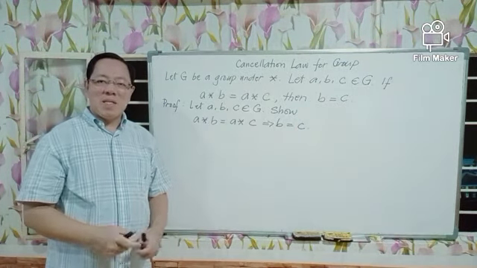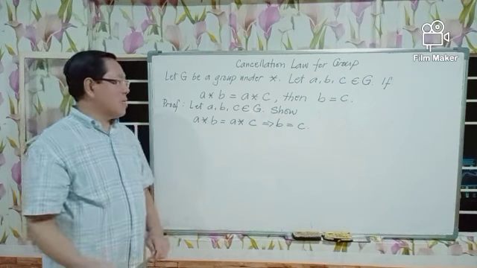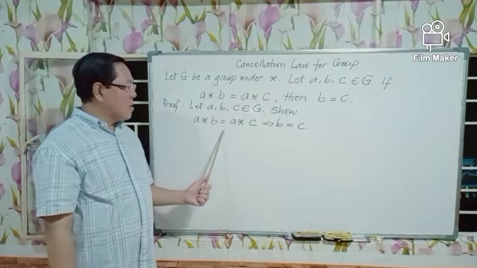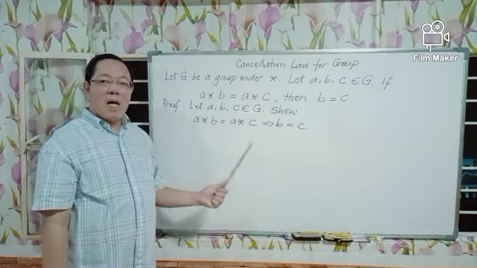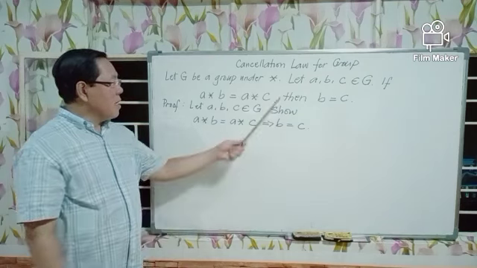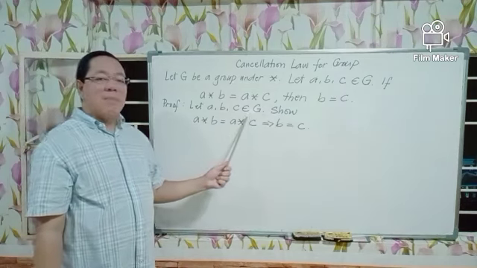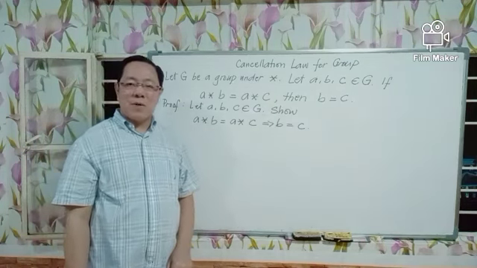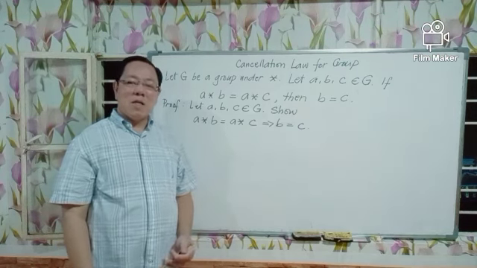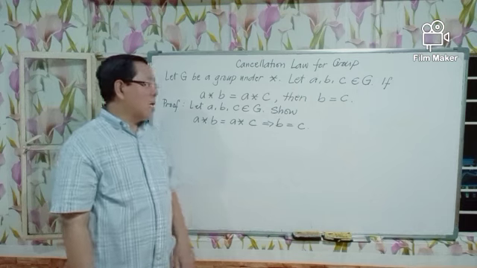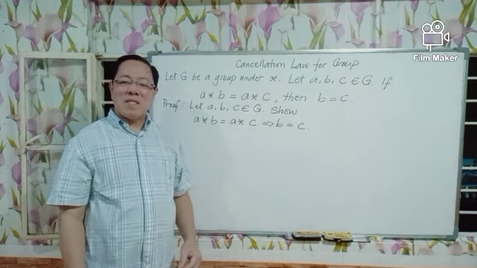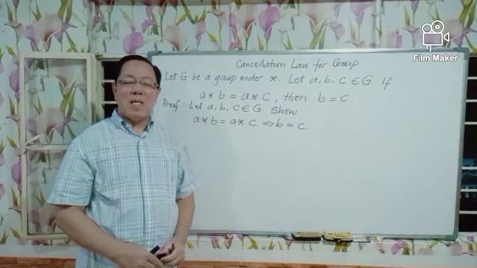Again, we let A, B, C be any three arbitrary elements in G. And we would like to show that if A star B equals A star C, this implies that B equals C. Because A is an element of G, then A has an inverse. And we denote this inverse by A prime, such that if we combine A with A prime by the binary operation star, A star A prime is equal to E, the identity element in G.